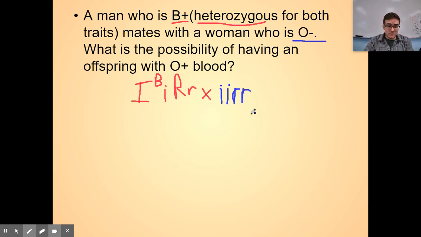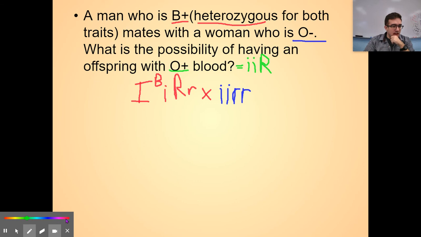So here you have your dihybrid set up. Before we do the dihybrid, though, we have to know what we are looking for. So we're looking for a kid with O positive blood. Well, if the kid's O positive, that means the kid has to be little i, little i. And since he's positive, we know we have to have at least one uppercase R, one dominant allele. It doesn't matter what the second one is, because as long as the kid has one, we're going to show the positive result.